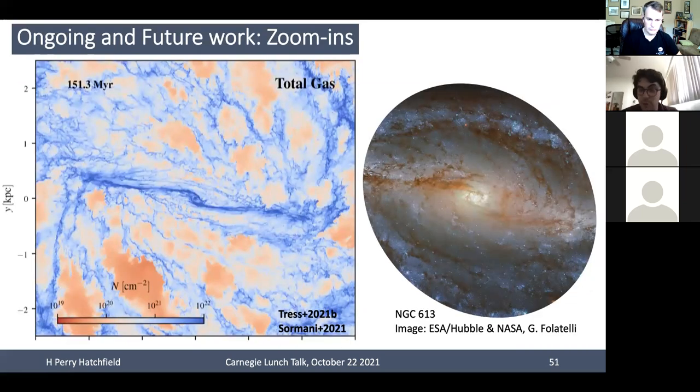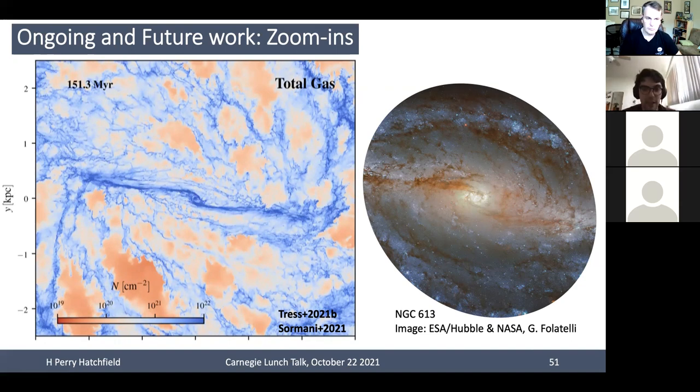So for future work, I don't have much time to talk about it, but we're planning on expanding the high physics versions of these simulations, in which we include star formation, gas self-gravity, and feedback within our carefully constructed gravitational model of the galactic center.